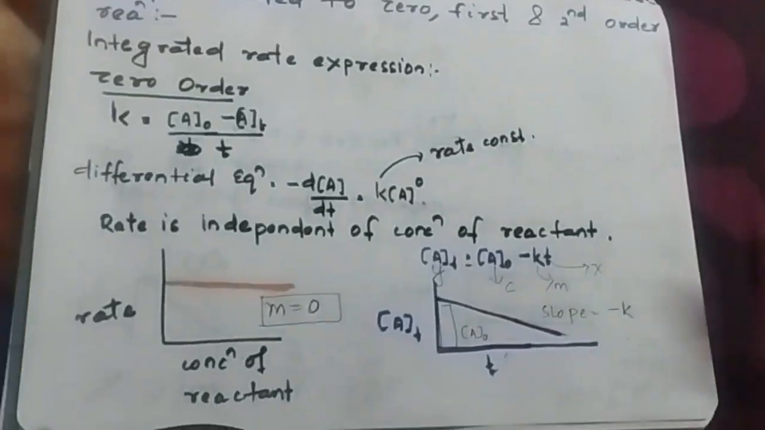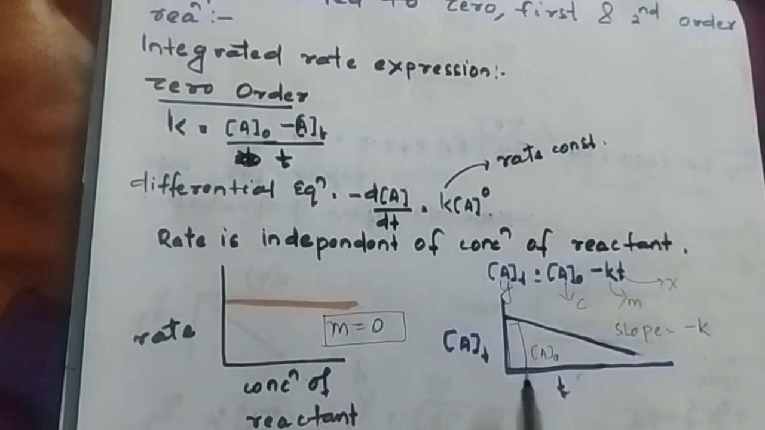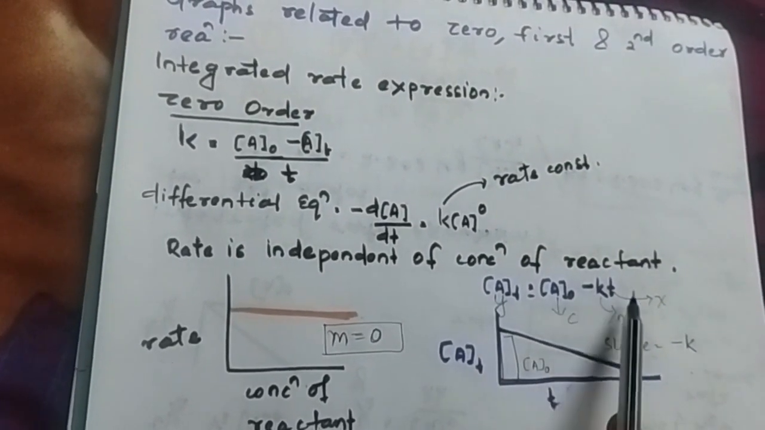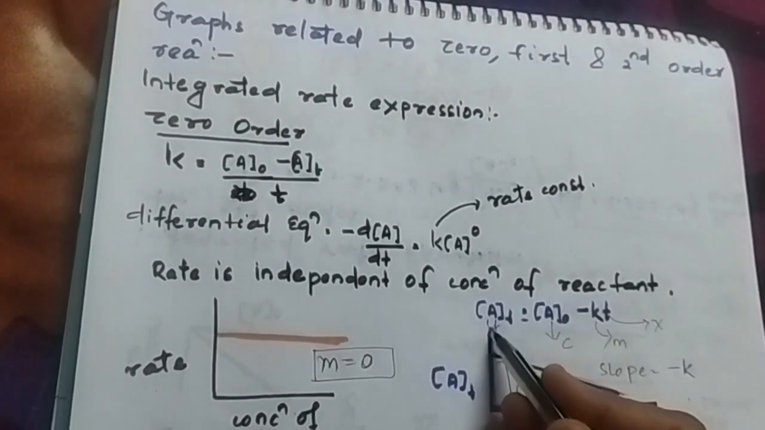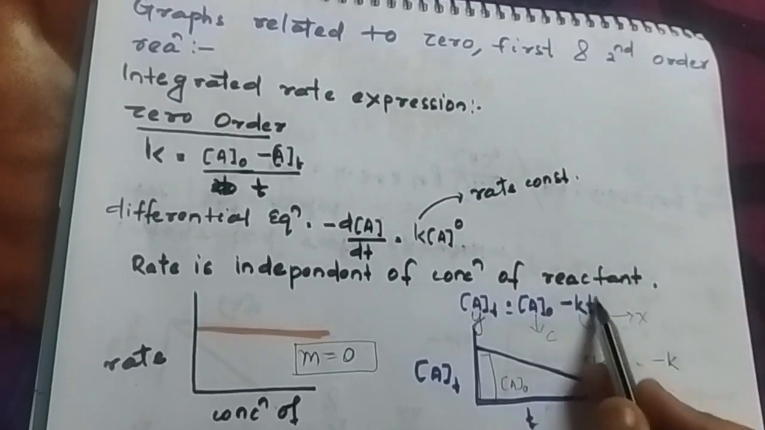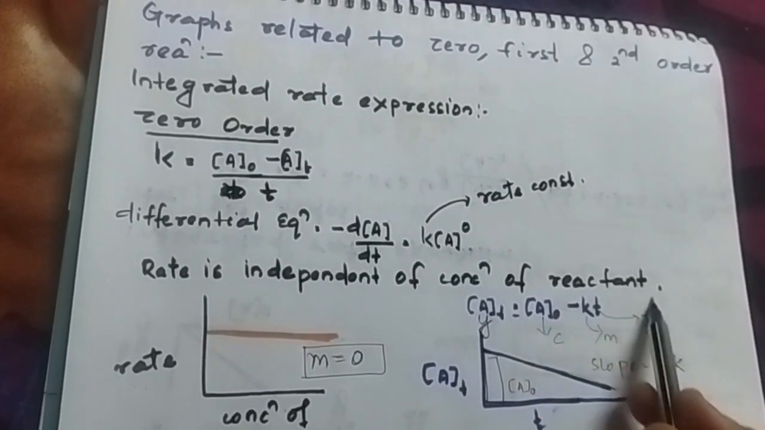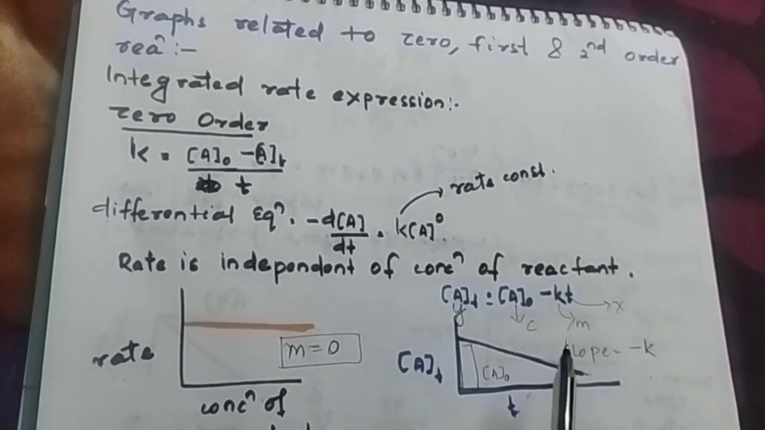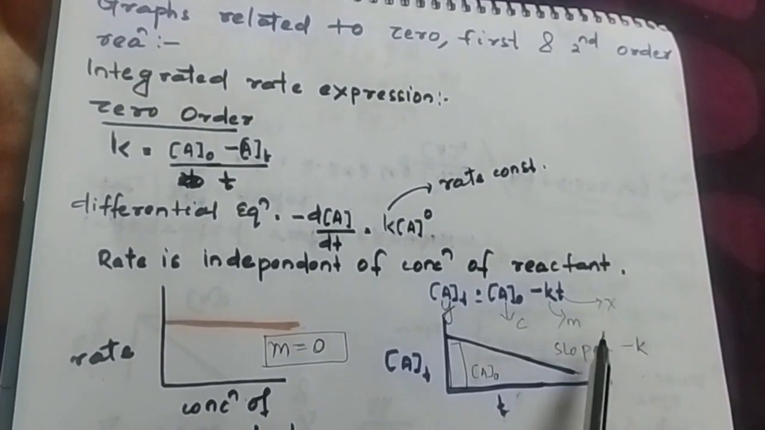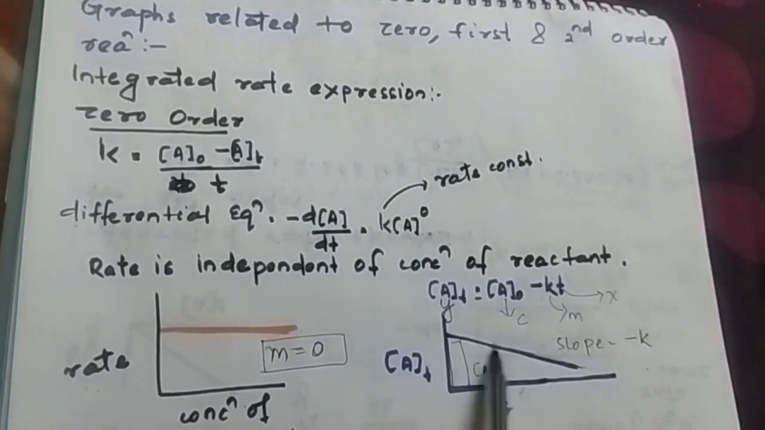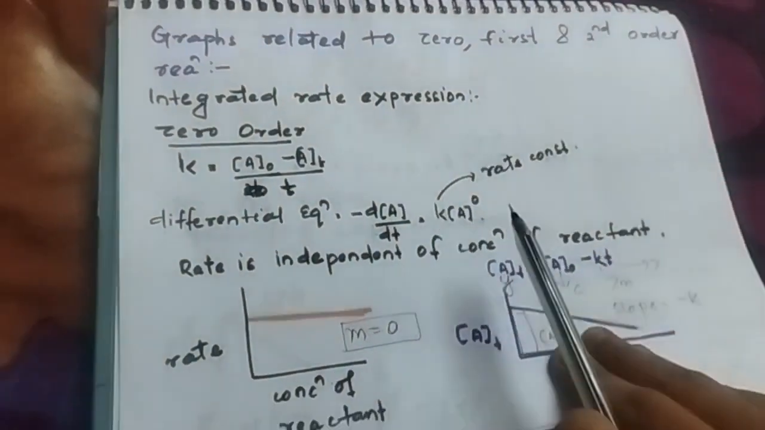When we draw a graph between At and t, we know the equation is At equals A naught minus kt. So we have taken At on the y-axis and time on the x-axis, and the slope is negative, and this is a straight line equation. So the nature of the graph is a straight line, but as the slope is negative, the straight line is downward in nature.